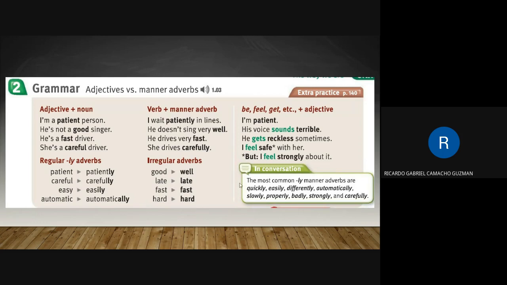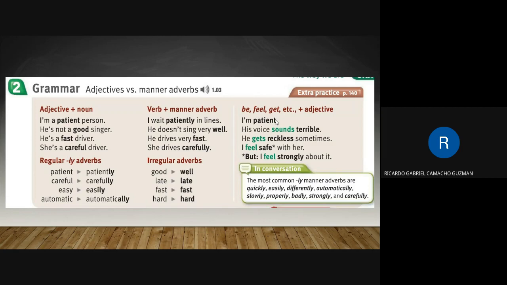Ahora, ¿qué es lo que sucede cuando nosotros utilizamos be, feel, get, etcétera? Este tipo de verbos, que son verbos que hablan acerca de condiciones, más un adjetivo. Cuando nosotros utilizamos la expresión I'm patient, aquí ya estamos indicando cómo es que yo soy, cuál es la condición que yo tengo, cuál es mi forma de pensar.